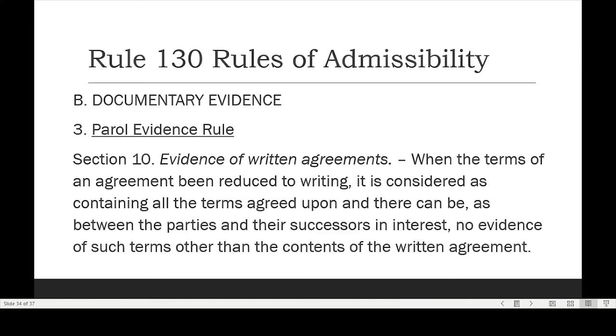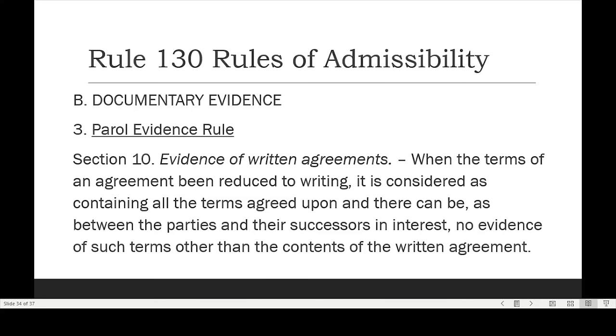Okay, so the term parole here, okay, the term parole evidence means something oral or verbal. From the legal perspective talaga, or from the legal definition of parole, it means oral or verbal. But with reference to contracts, it means extraneous evidence or evidence aliunde. Okay, so the definition of the parole evidence with respect to contract is evidence outside, okay, or external evidence, outside of the written contract or agreement. So that is what the term means.